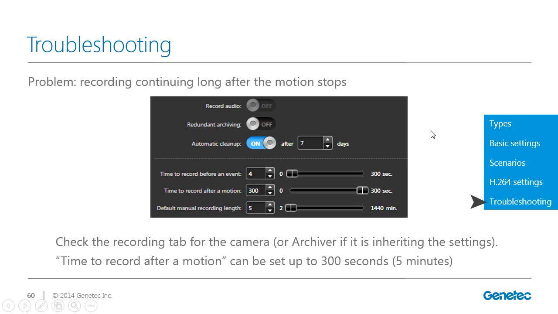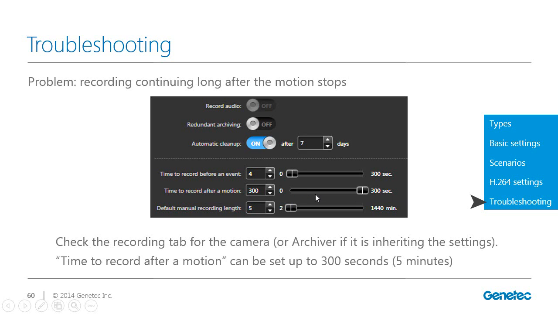The key to look for here is in the recording tab for the camera or the archiver. If you're inheriting the settings, take a look at the time to record after a motion. That can be set anywhere between 0 and 300 seconds. 300 seconds is of course 5 minutes. So this is what's going to happen: it's going to keep recording after it gets that motion off event.